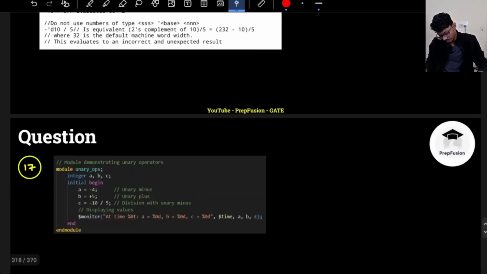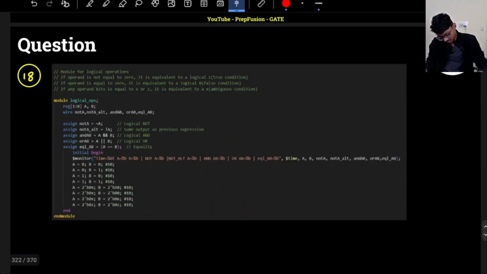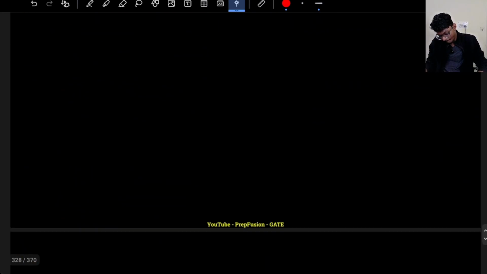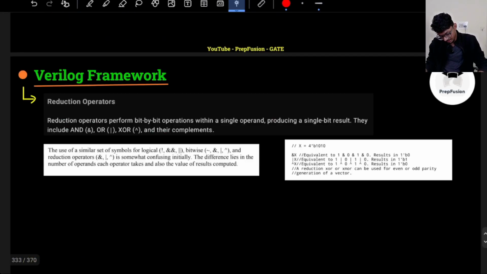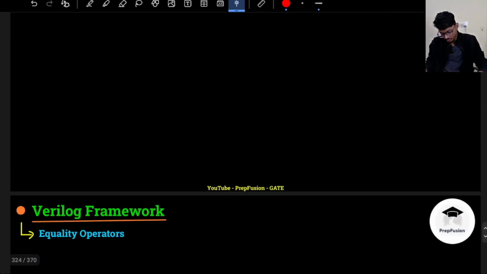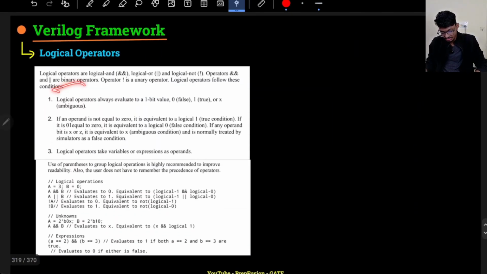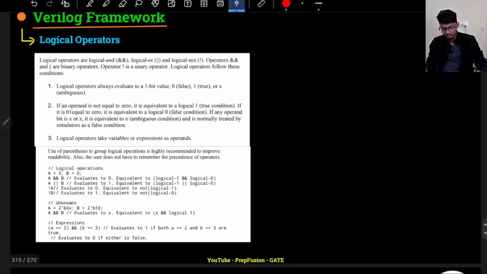I may have to discuss unary operators somewhere around here, but okay, we were at logical operators. So what are logical operators? There are three types of logical operators: logical and, logical or, and logical not. The and and or are binary operators, they operate on two operands. The not operator, this is logical not, is a unary operator. It will operate on one operand.